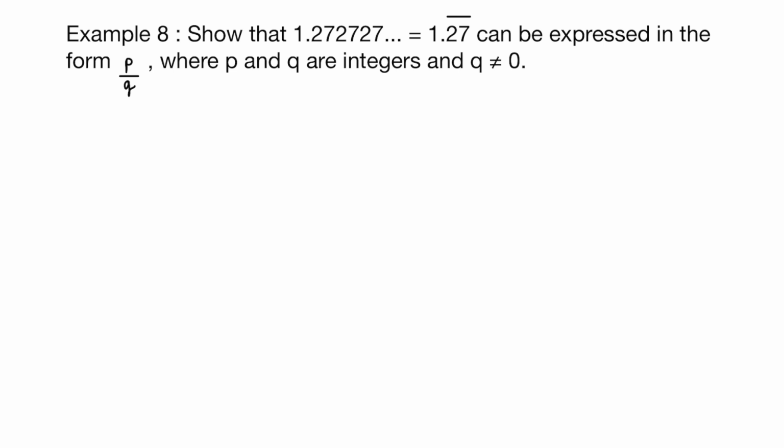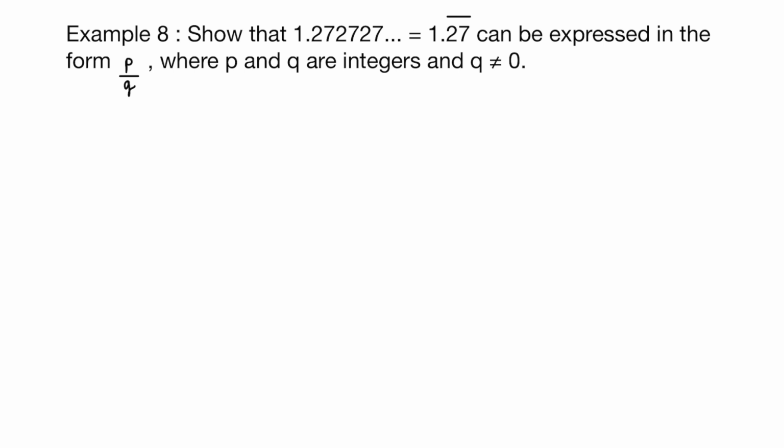Now, here we have a number 1.2727272727 and it goes on forever. So, it can also be represented in the form of 1.27 bar, where you have the line above 2 and 7, meaning that only those two numbers are going to keep on repeating. And you are going to express this in the form of P divided by Q, where Q is not equal to 0, right?